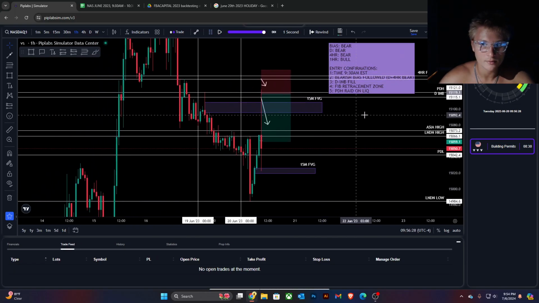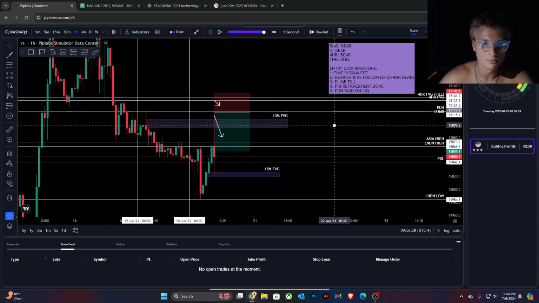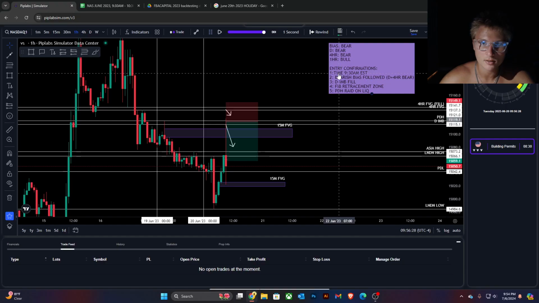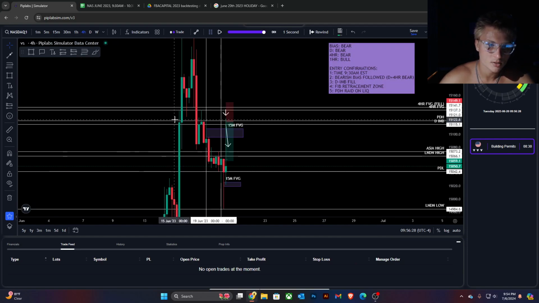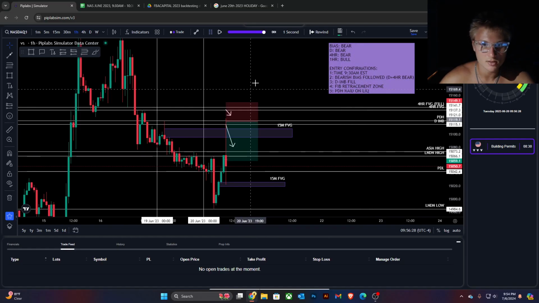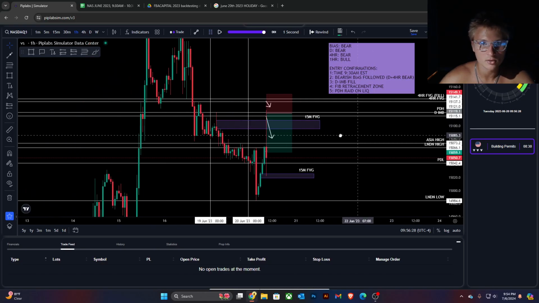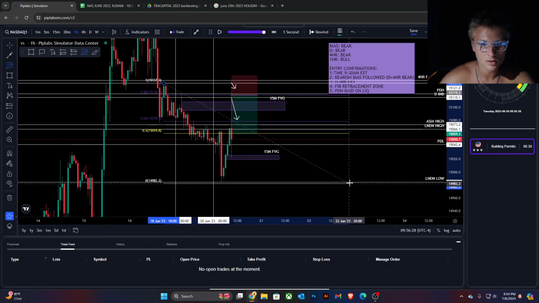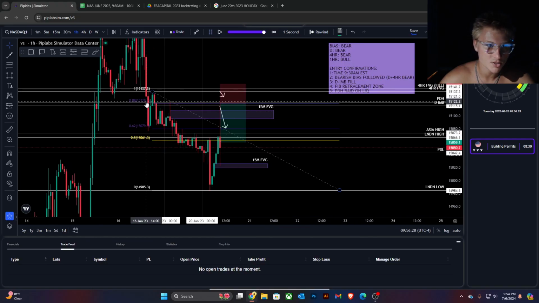This was a pretty high probability trade, I would say. Had a bunch of confluences here. Number 1 time, number 2 bearish bias, daily and 4-hour closed bearish. We had fib retracement zone tapped into, my golden zone of the fib, or that's what some people call it, the golden zone. But this is just a retracement zone that I like to use from a high to a low.